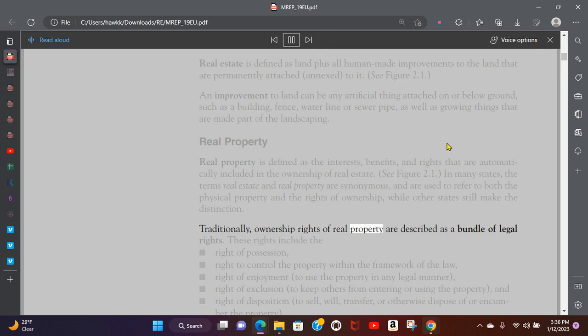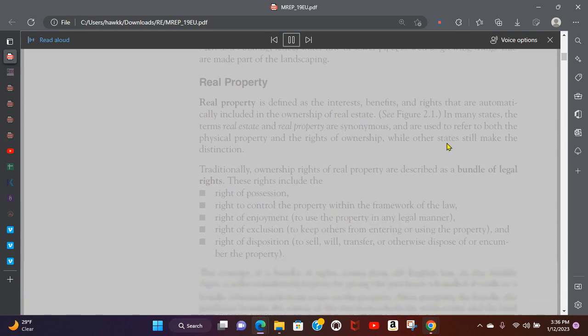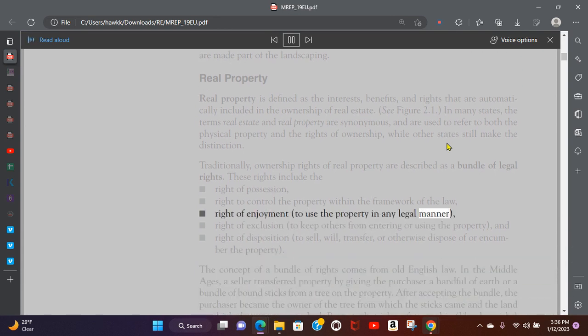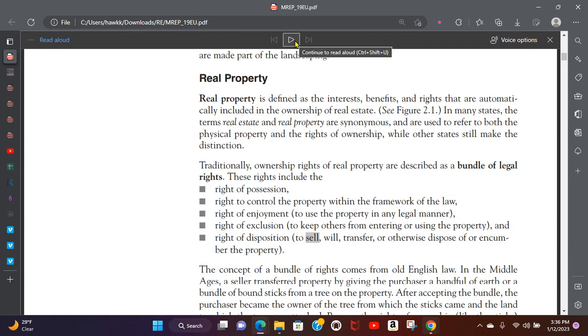Traditionally, ownership rights of real property are described as a bundle of legal rights. These rights include the right of possession, right to control the property within the framework of the law, right of enjoyment, to use the property in any legal manner, right of exclusion, to keep others from entering or using the property, and right of disposition, to sell.